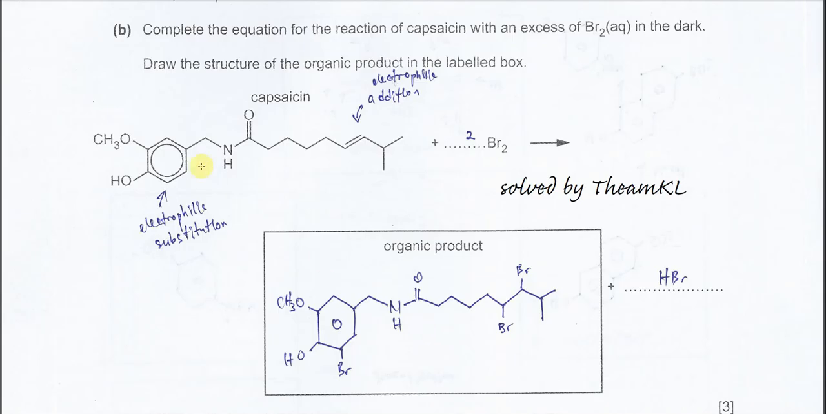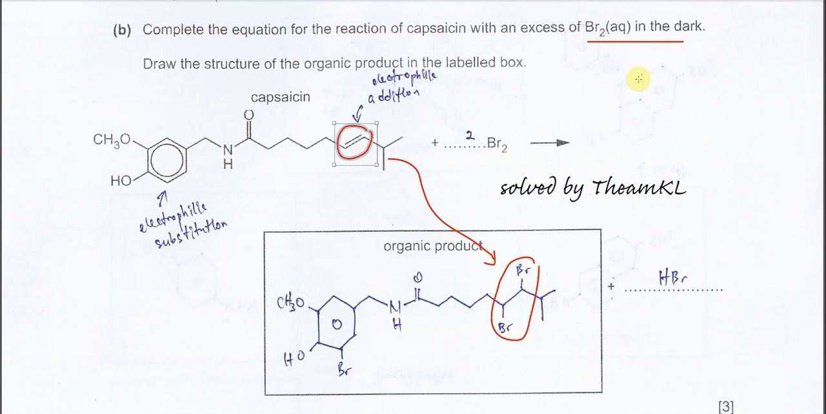For part B, complete the equations for the reactions of this capsaicin with excess bromine in the dark. So this is telling us that the bromine will add to the CC double bond. So it's the electrophilic addition that you learned in AS. It will react with this CC double bond, and each carbon will get one bromine, to form this part.